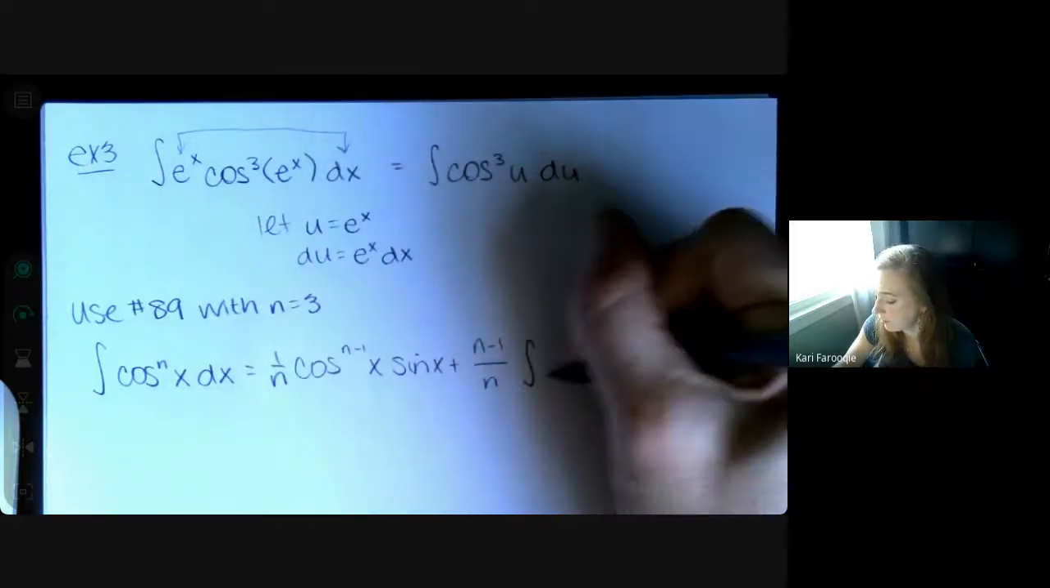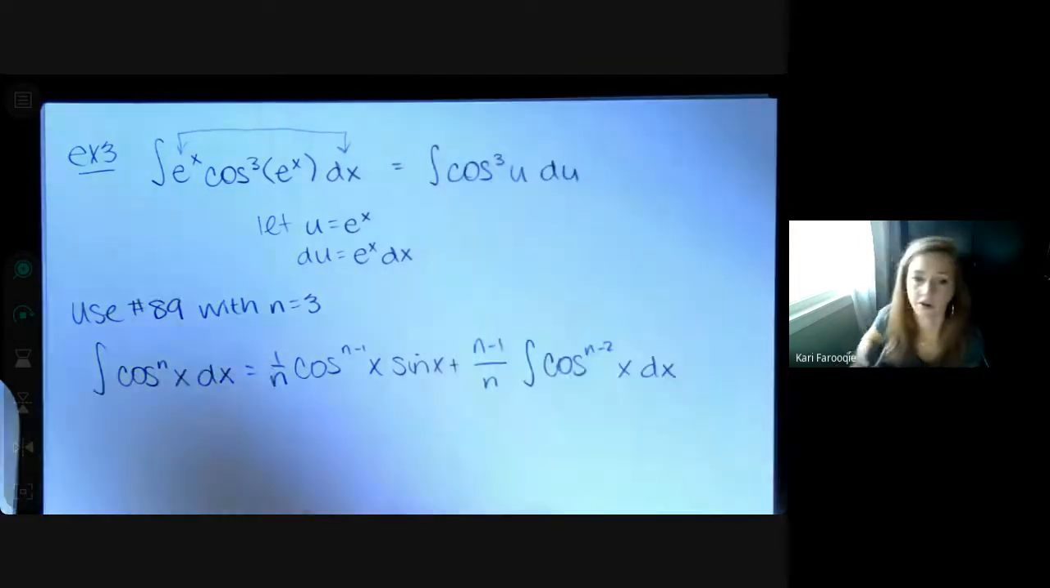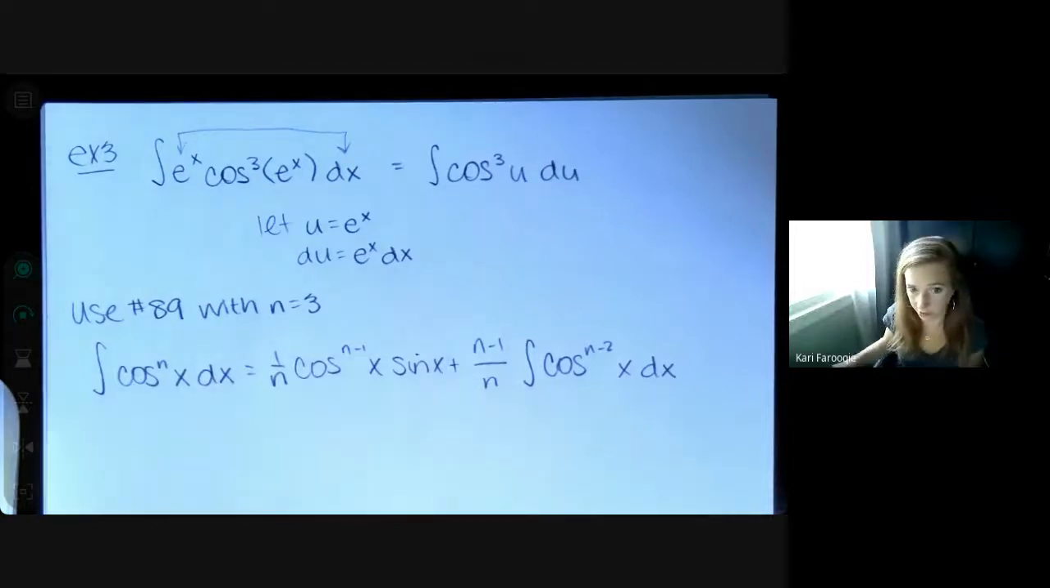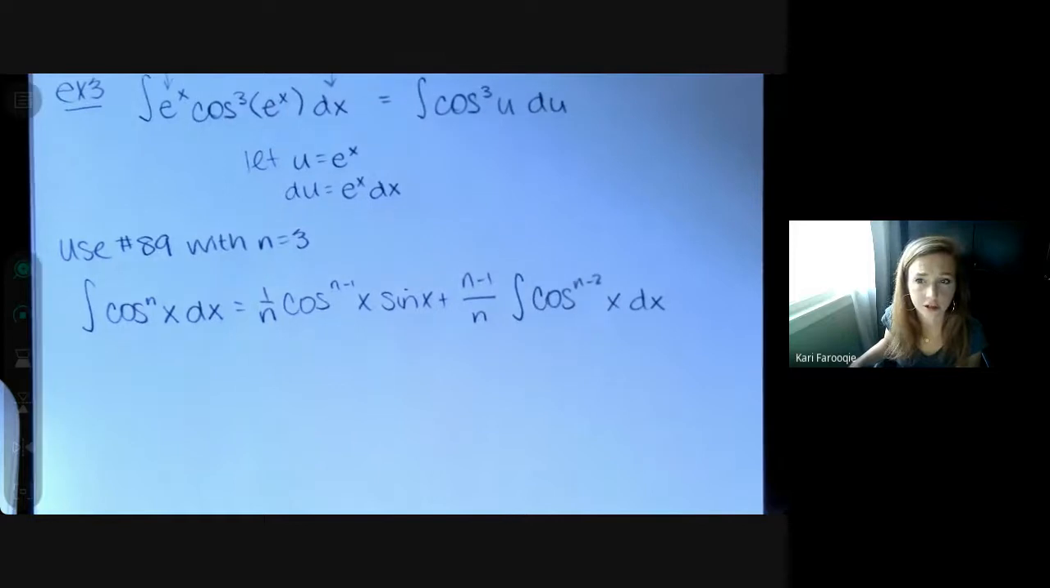Okay, now here is what I was talking about. You've got a situation where you have an integral inside the formula for integration, which you'll find in this instance is not a big deal. It looks a lot worse than it is.